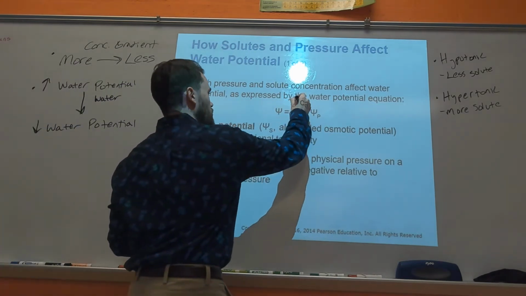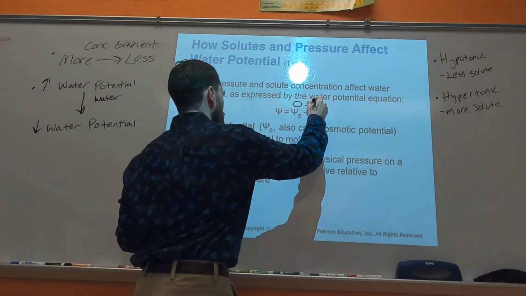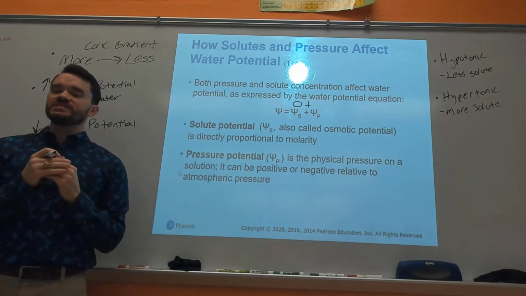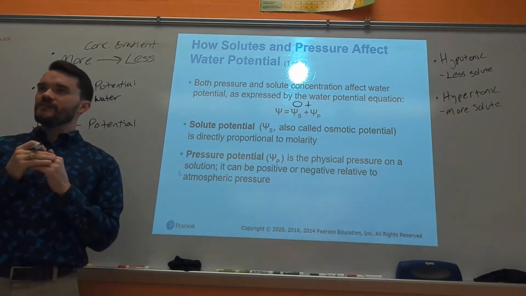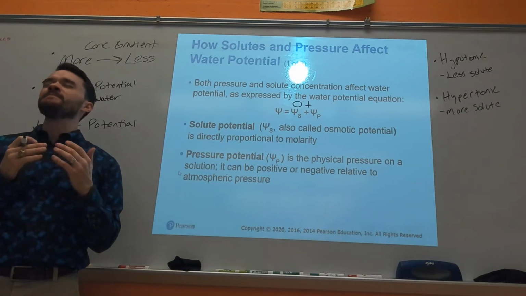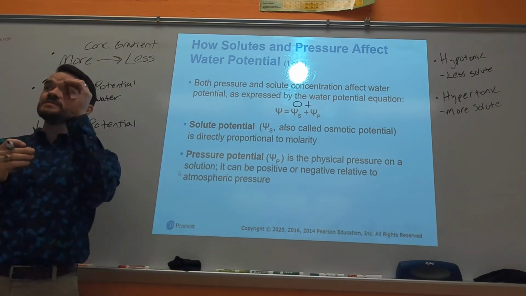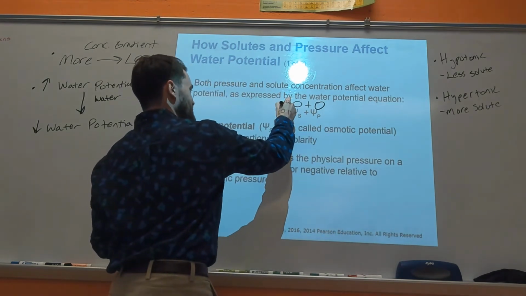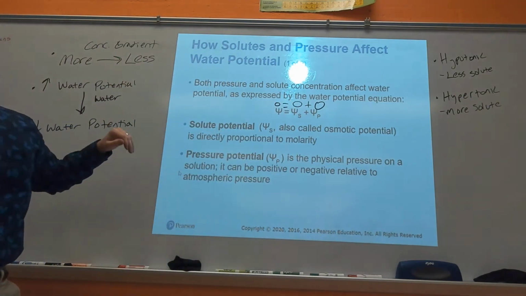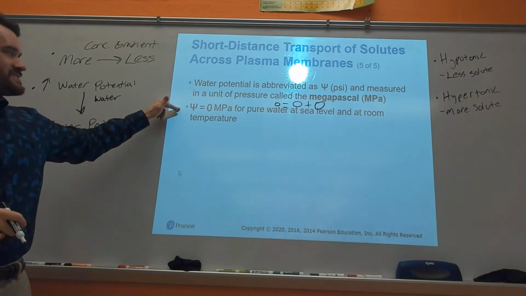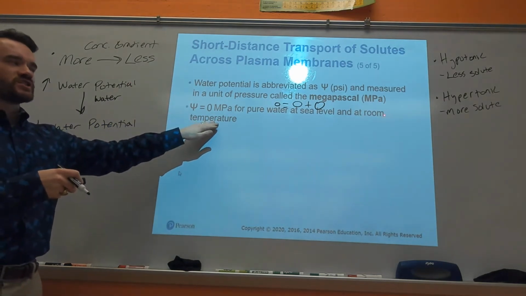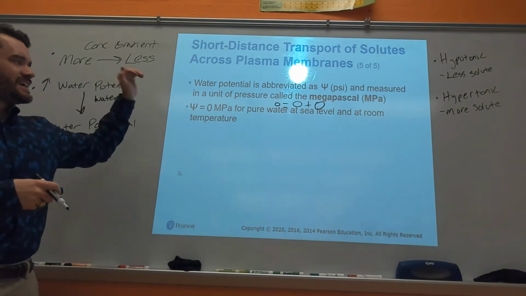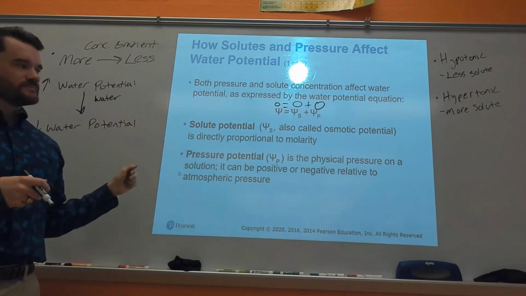That's why pure water would have a solute potential of 0. If you are at sea level, what's the air pressure there? The atmospheric pressure would be 0. So 0 plus 0 is 0. That's why pure water at sea level and at room temperature, I'll show you how room temperature factors into this a little bit later, is 0 MPa.